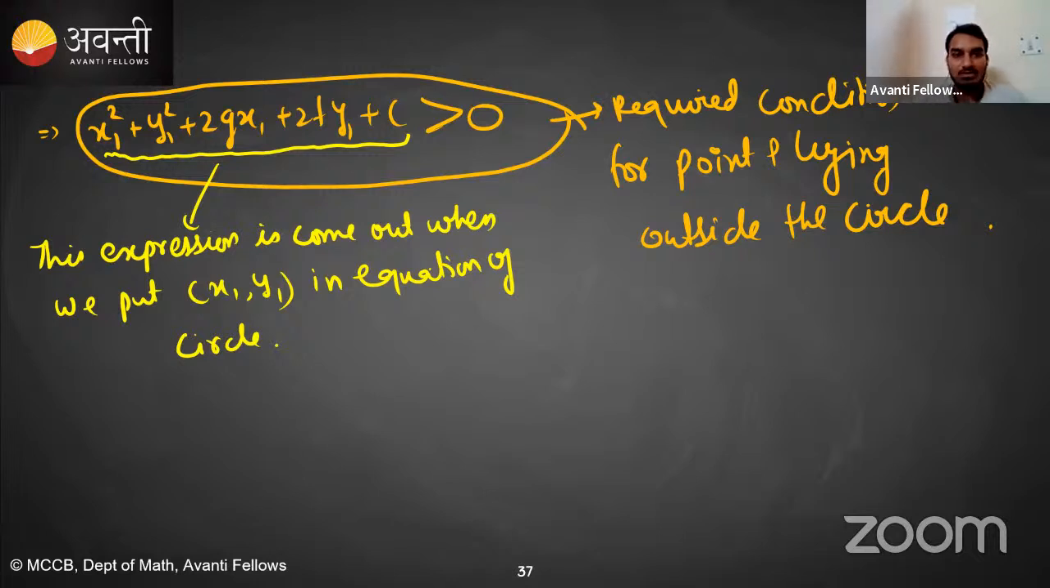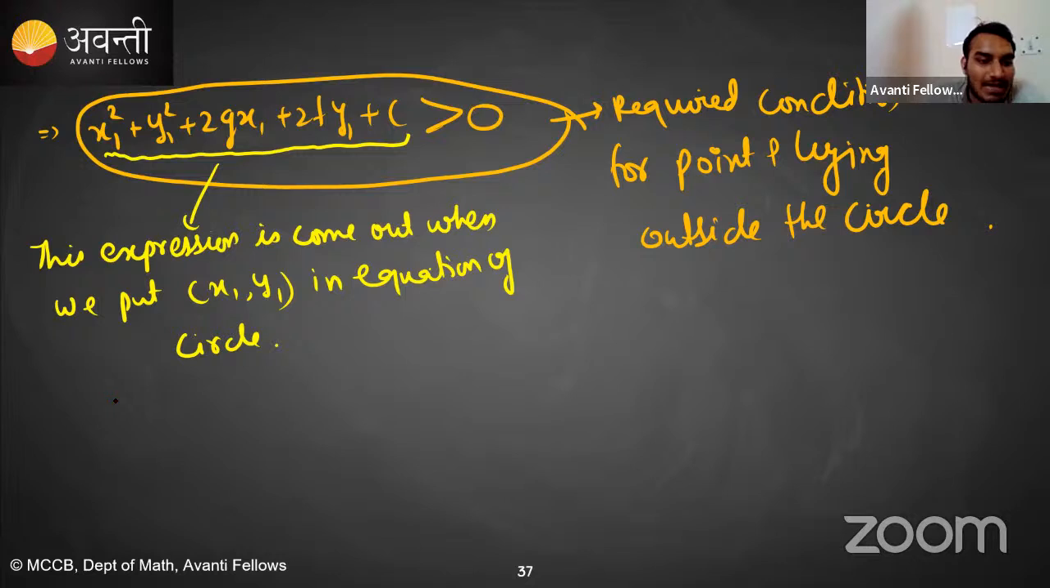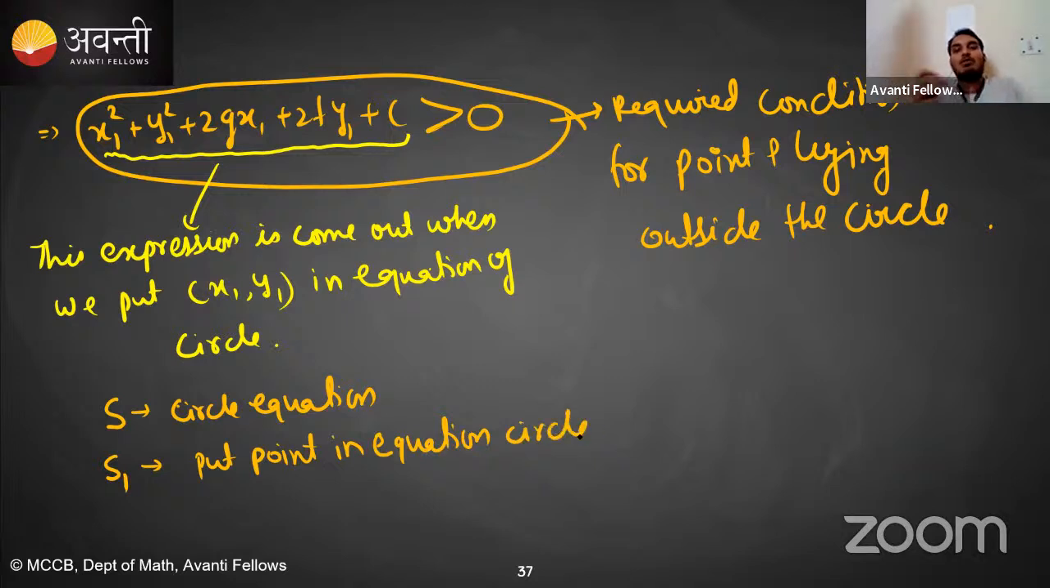which I will be using throughout the circle chapter, is that I usually represent the circle with the symbol capital S. It's just notation that is easier for me to deal with the circle. So whenever I'm using S, it means the circle equation. And whenever I'm using S1, it implies put the point in the equation of the circle. So substitute x1 comma y1, or whatever the point, in the circle, and that is nothing but S1.